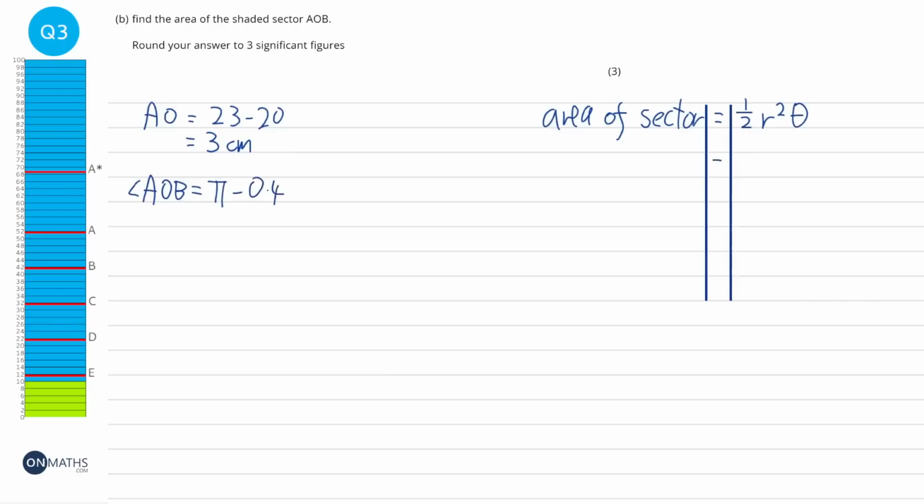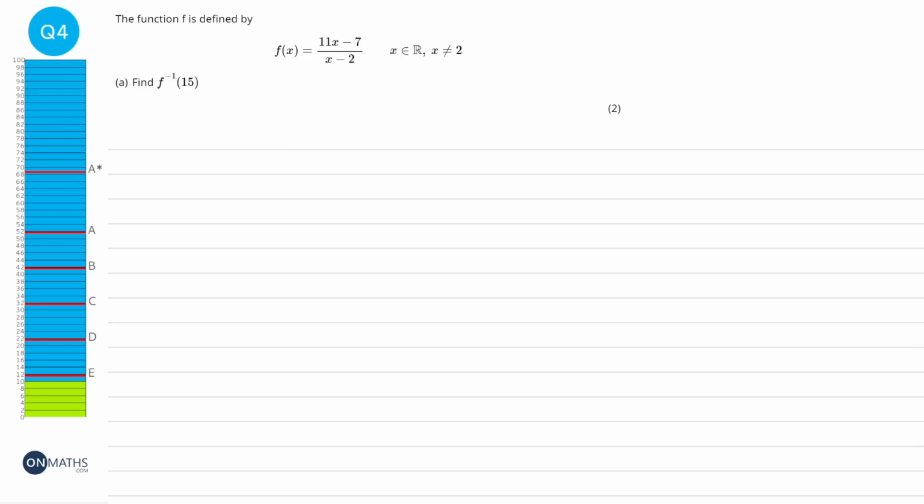So we plug these into our formula. So it's going to be half times the radius, which we've said is 3, squared times this pi minus 0.4. Put that into the calculator, and to 3 significant figures it will be 12.3 and it'll be centimetres squared because it's an area.